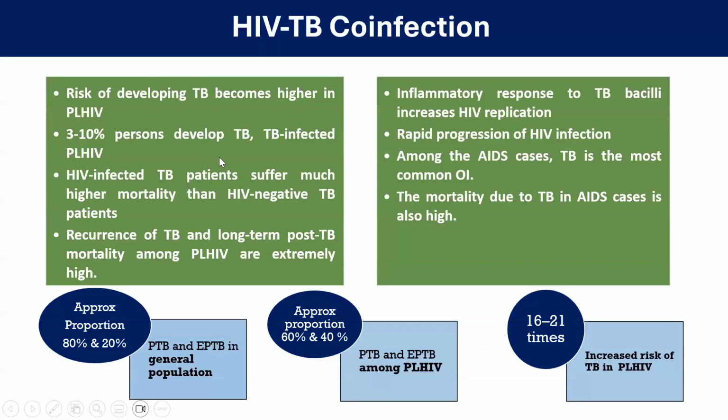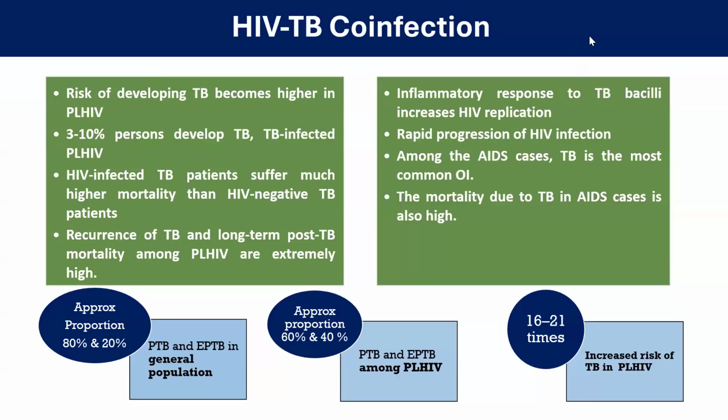We all know that TB is the most common opportunistic infection among PLHIV, and 3 to 10% of persons develop TB among those infected when we look at PLHIV. The mortality is very high among PLHIV compared with HIV negative or TB patients. The recurrence of TB and the long-term post-TB mortality among PLHIV are extremely high. So what happens when TB infects an HIV positive person? The inflammatory response is very high, which causes replication of the HIV and rapid progression of the disease. As I said, TB is the most common opportunistic infection among HIV/AIDS cases, and mortality due to TB is also very high among HIV patients.